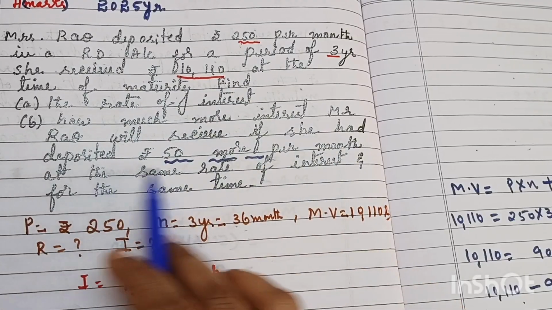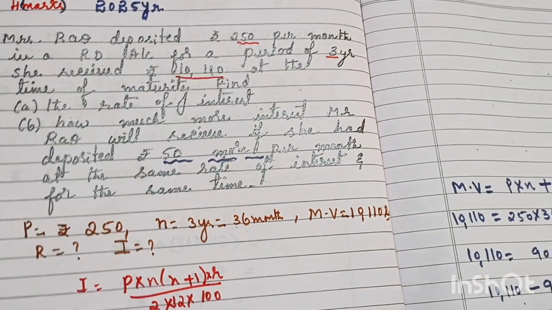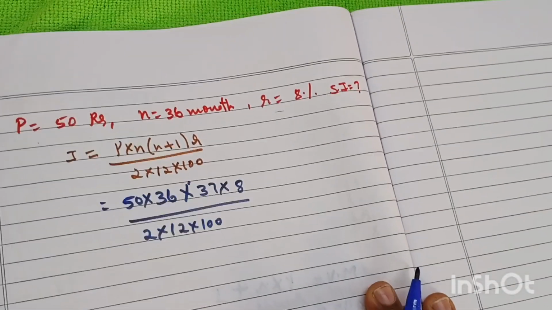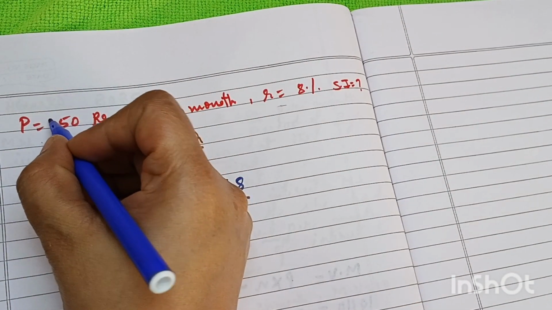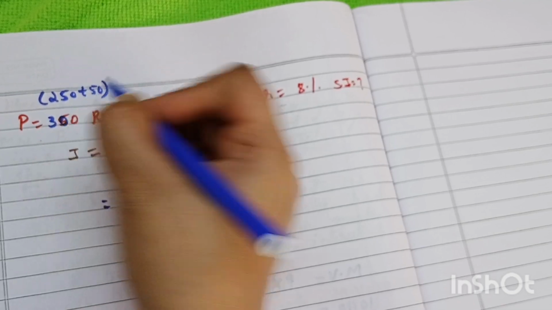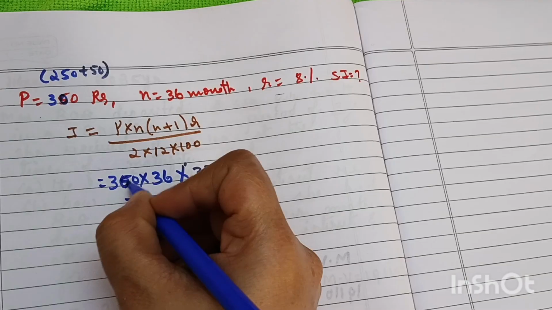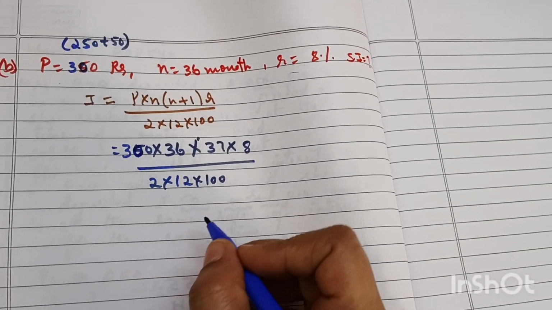Now, will receive, she had deposited 50 more. So we have to add 250 plus 50. So your principal amount is not 50, it is 300. Means 250 plus 50 more, so it is 300. That is the mistake I made.